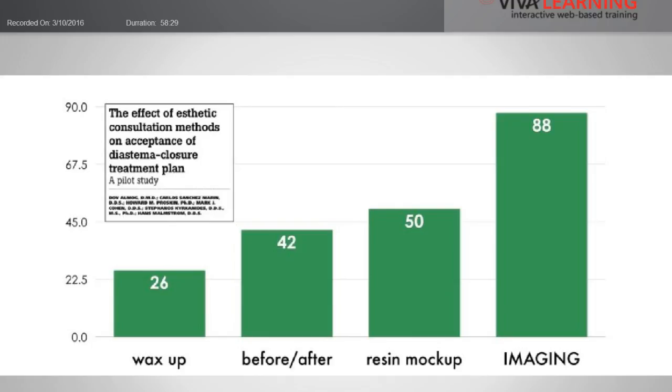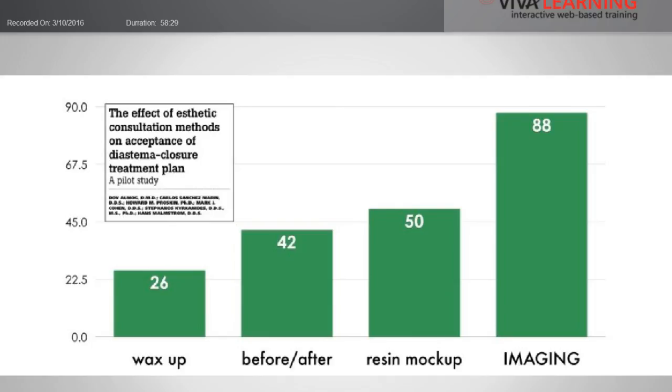If you did a direct resin mock-up, so just taking some composite, not etching or bonding the tooth, but just placing composite onto the teeth, and then zapping it with your LED light and showing the patient in a mirror, about half of patients decide to go ahead with the treatment.